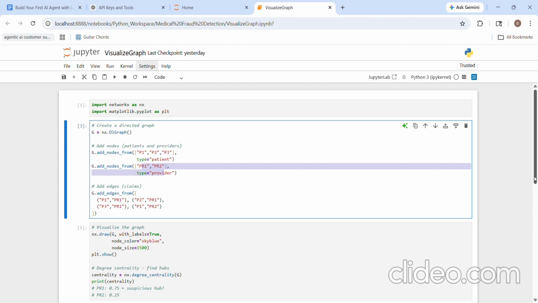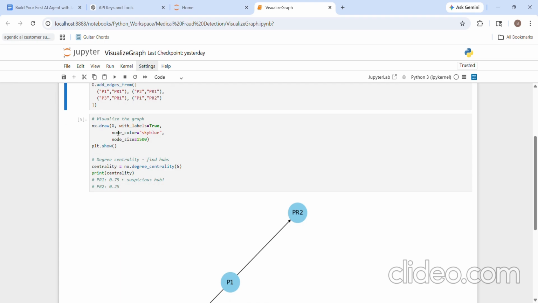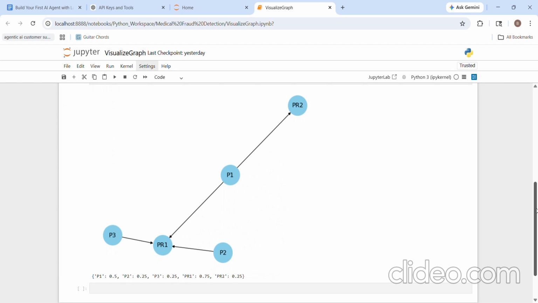In step 3, we visualize the graph and compute the degree centrality, a measure of how many connections each node has related to the total possible. With the degree centrality measures, we can find the suspicious pattern. It's a very simple node structure.